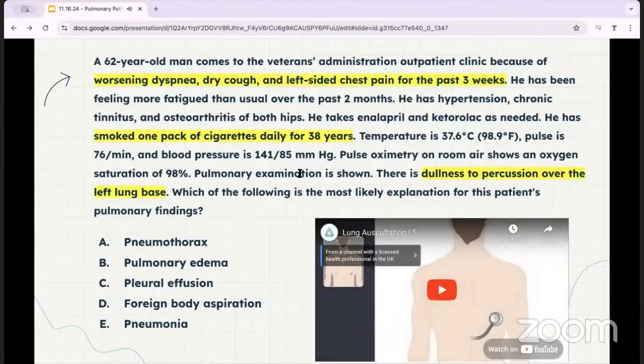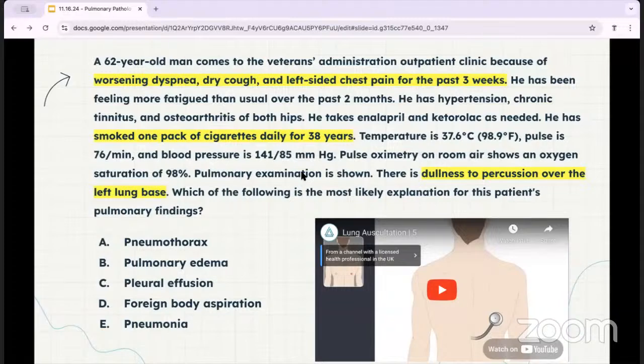So let's summarize this case after you got the chance to read. This is a 62-year-old male presenting with worsening dyspnea, a dry cough, and left-sided chest pain over the past 3 weeks. His history includes a 30-pack-year smoking history, hypertension, and also osteoarthritis. On examination, we see unilateral decreased breath sounds and dullness to percussion over the left lung base. The key question is, though, what's the most likely explanation for these pulmonary findings?